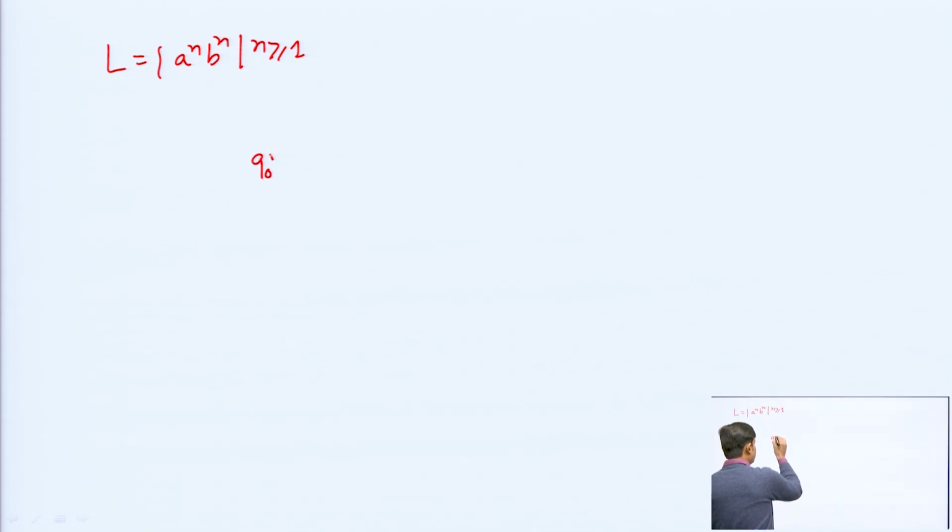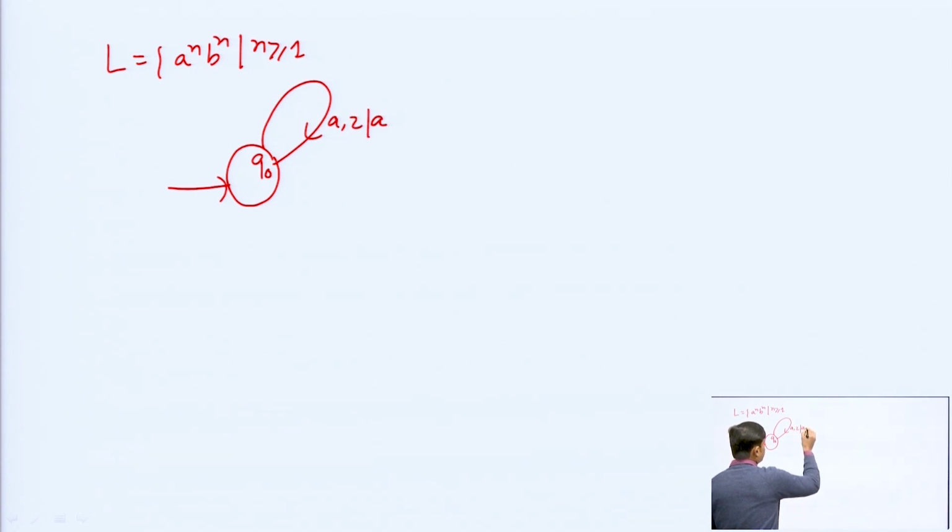Suppose q0 is the initial state. Let me design it, then after that I will explain. q0, a, Z goes to aZ. Like this, q0, a.